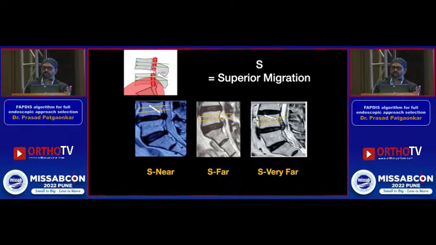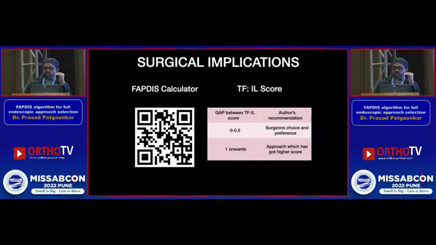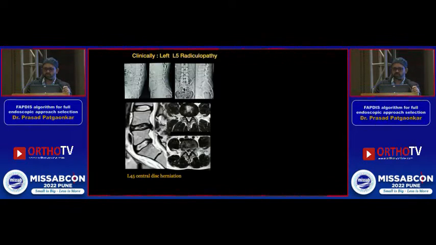You get the overall sequence, and we get this extensive table, but this table we have placed in a software, and you just need to select the angle or anterior pathology, posterior pathology on the software, and this is the calculator. If you want to try this, probably this is the calculator which tells us if the gap between transforaminal and interlaminar score is 0 to 0.5, it is surgeon's choice or preference. If it is 1 or beyond, then the approach should be given to the greater score.